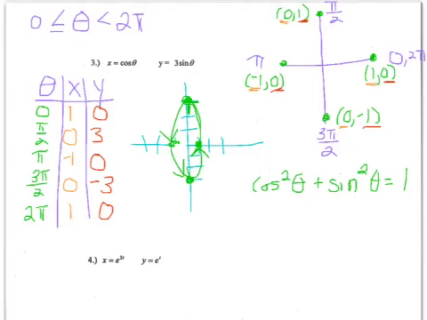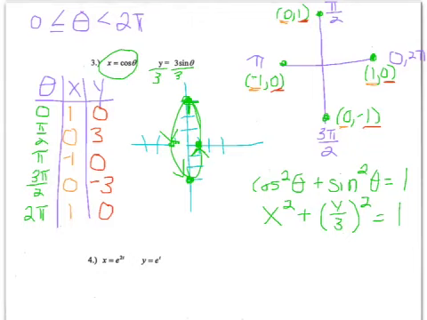We know that cosine theta in this case equals x. So we can plug an x in for cosine and then just square that. And if we isolate sine by dividing by 3, we get that sine is y over 3, and then we just square that.